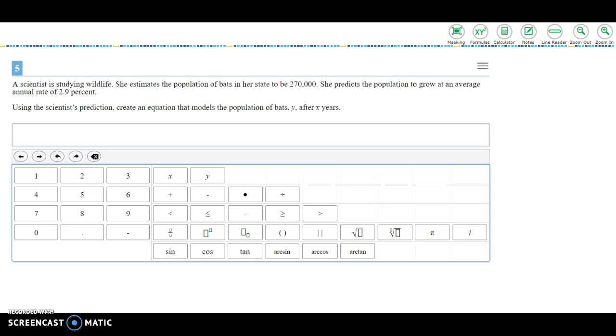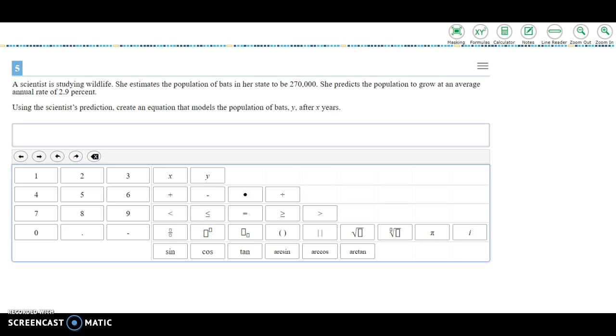So going back to the problem, they told us 4 things. Number 1, there are 270,000 bats to start with. Number 2, 2.9% growth. Number 3, we need to use Y to represent bats, and number 4, we need to use X to represent years. Also, the most important thing to notice here is they are not asking us to solve anything. We just need to create an equation, and then we are done.